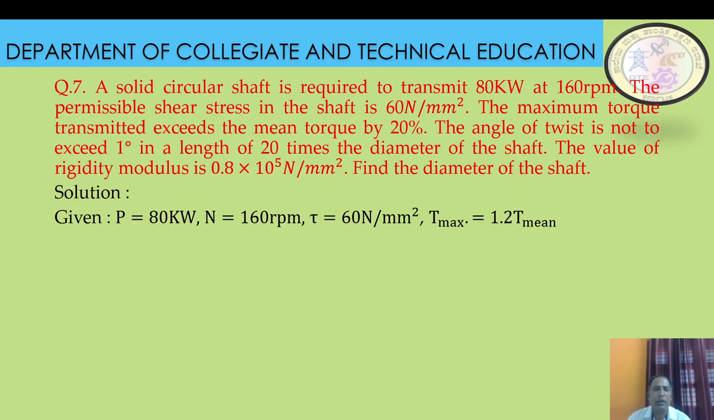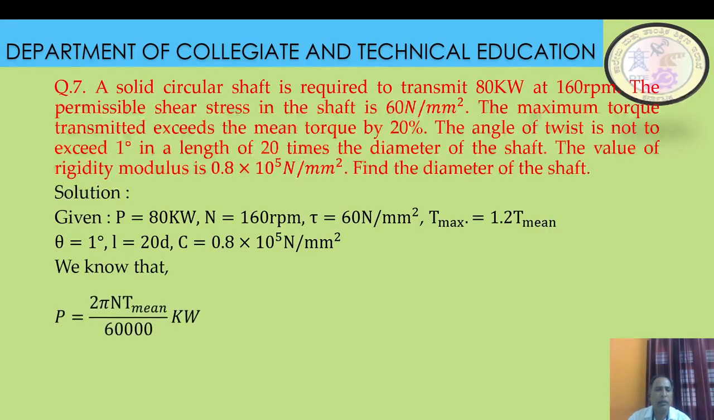P is equal to 80 kilowatt and N, that is speed, is 160 rpm, and the permissible shear stress tau is 60 Newton per mm square, and the maximum torque exceeds the mean torque by 20%, therefore 1.2 times the T mean. And theta is 1 degree, and L is equal to 20 times the D, and C is 0.8 into 10 raised to 5.